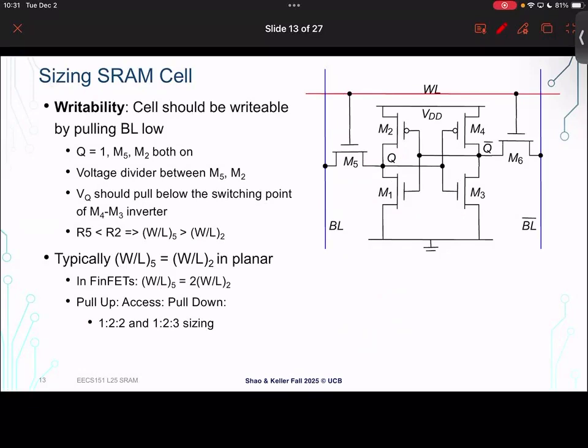Okay, let's talk about writability next. And then we'll think about all of the ratios together. So recall that for writability, now M5 is trying to pull down, but M2 is trying to pull up. And so we once again have a fight. We have this voltage divider.